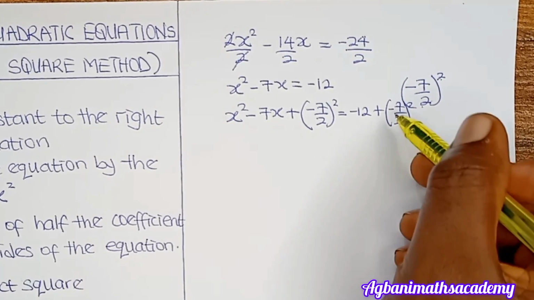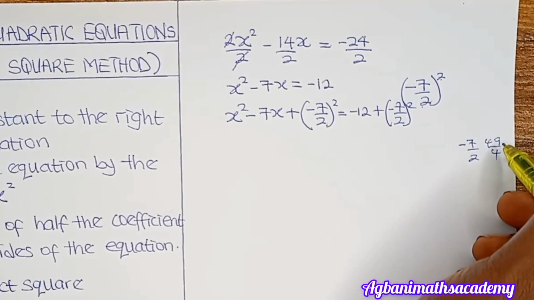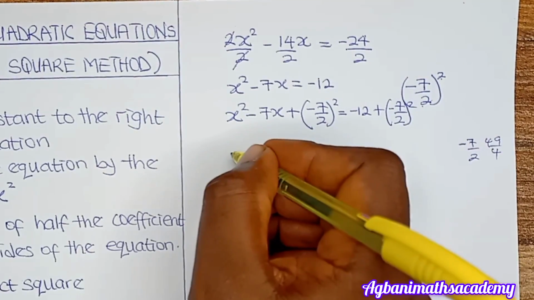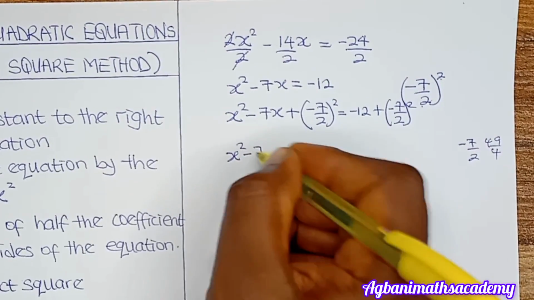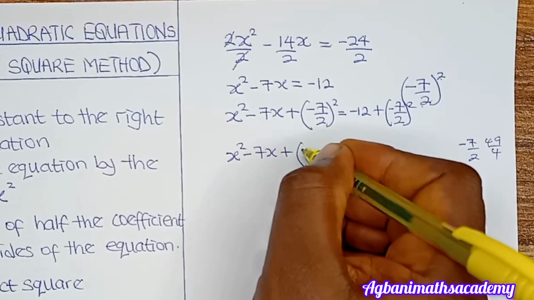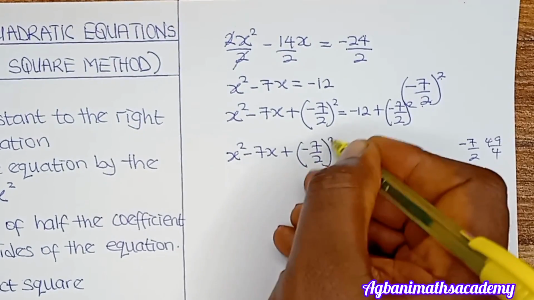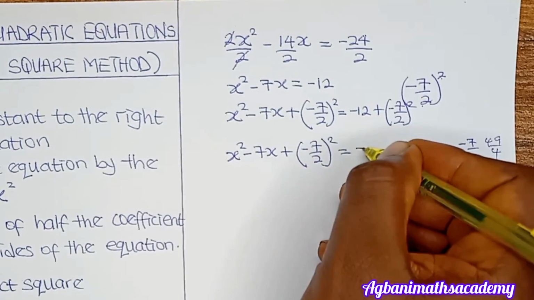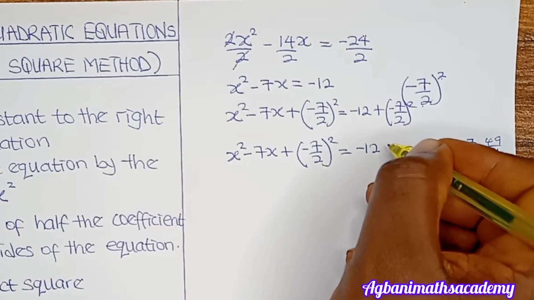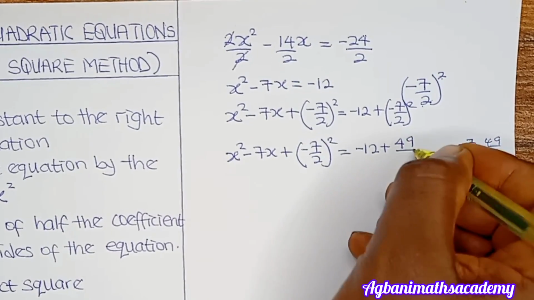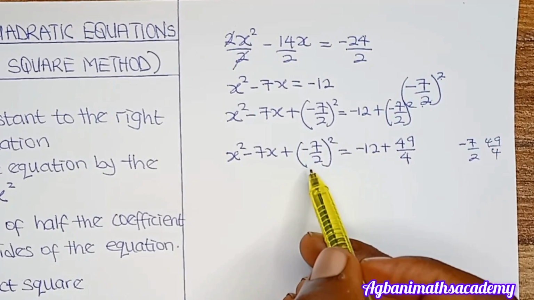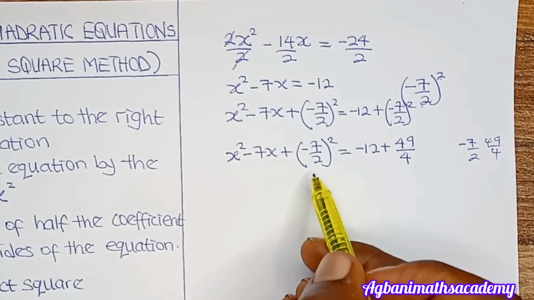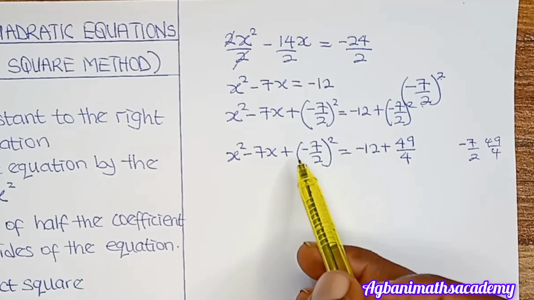So that means (-7/2)² is the same thing as 49/4. So we can simply write this as x² - 7x + (-7/2)² = -12 + 49/4. But on this left side, you leave this as it is. The reason is because when doing the next step, this will come in handy.